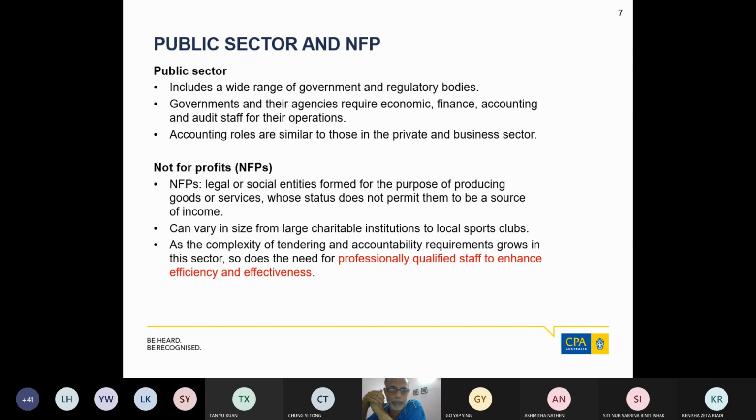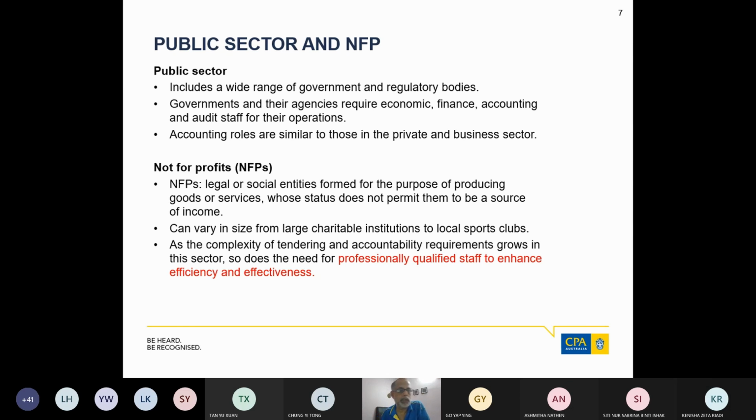We have Mercy Malaysia, for example, which is an NGO. They send their doctors and medical staff to different locations around the world. Wherever there's a conflict, they go there and provide medical services. Or when there's an earthquake somewhere, for example in Turkey or Iran, they send their staff. So this is a non-profit, but they need to be registered. And because they're collecting donations from the public, they need to employ professionally qualified staff in order to enhance efficiency and effectiveness.